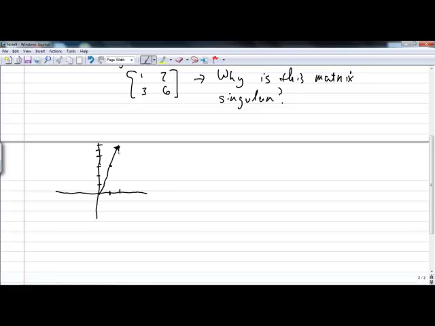And so anytime we multiply another matrix by this matrix A, the result will also lie on this line. And so therefore there's no way that we can get the column 1, 0. So we can easily see that geometrically there's no way that we're going to be able to find an inverse for this matrix.